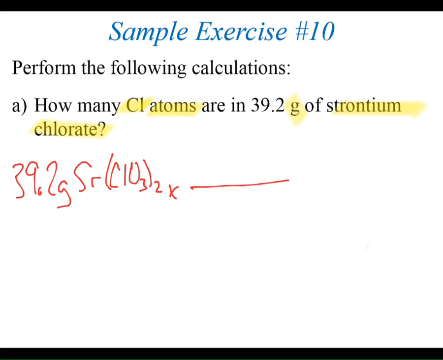So, based off what I'm starting with, what's the first thing I have to do? Which of my tools am I going to use first? Molar mass, right? I've got a mass. Whenever you have a mass, all you can do is molar mass. So add up a strontium, 2 chlorines, and 6 oxygens, and tell me what you get. What's the molar mass of strontium chlorate? Anybody get that yet?